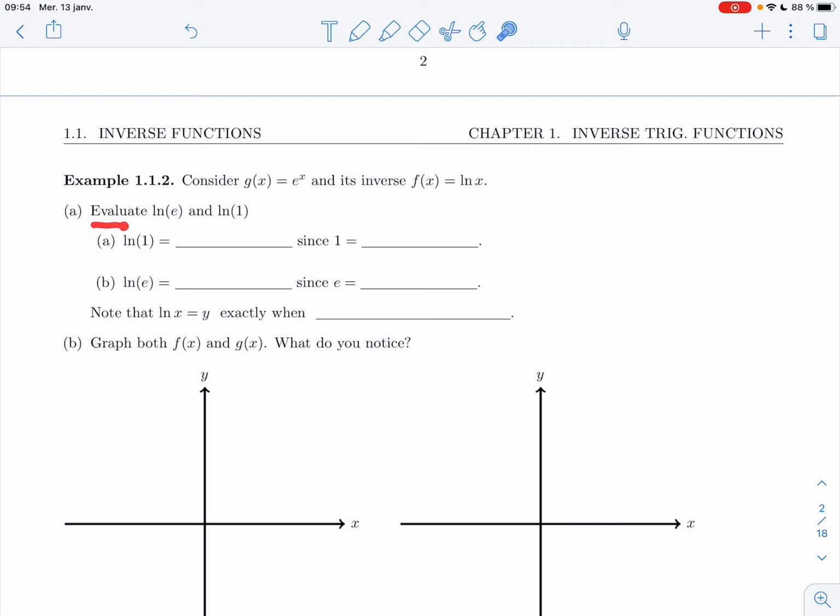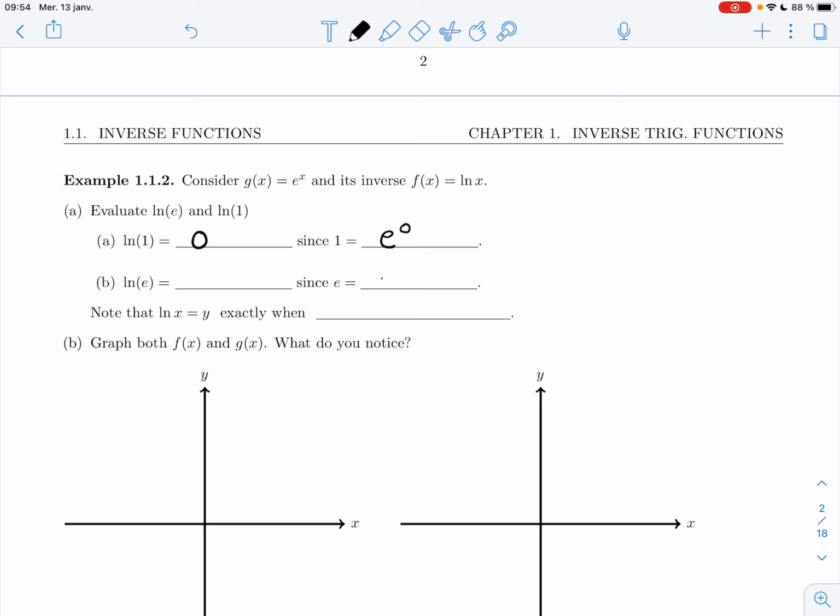I want to evaluate two values. I want to evaluate ln of e and ln of 1. So ln of 1, well, let's look at this here. I'm going to have to write 1 as the function g applied to something. So if I apply the function g to 0, I get 1, so ln of 1 is 0.